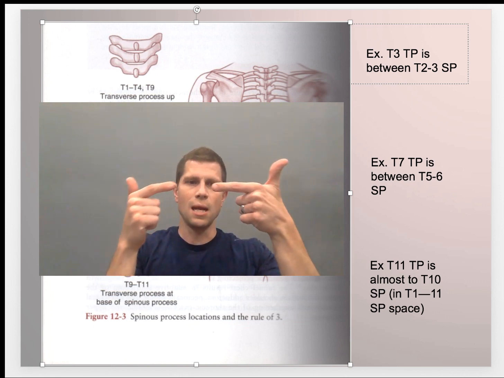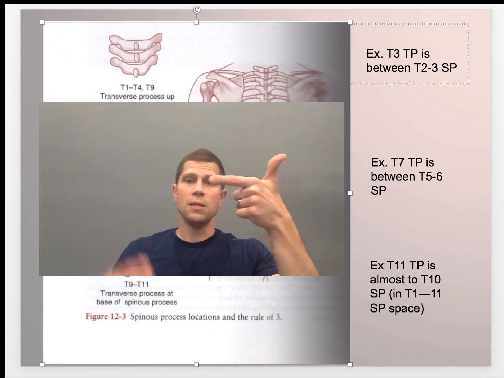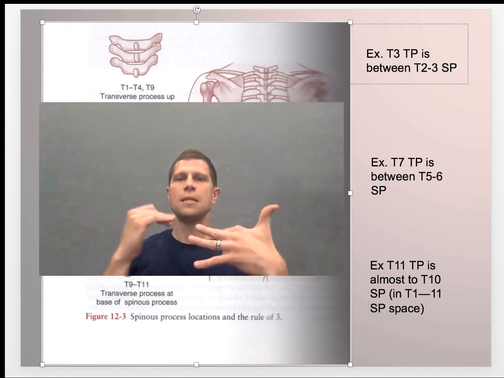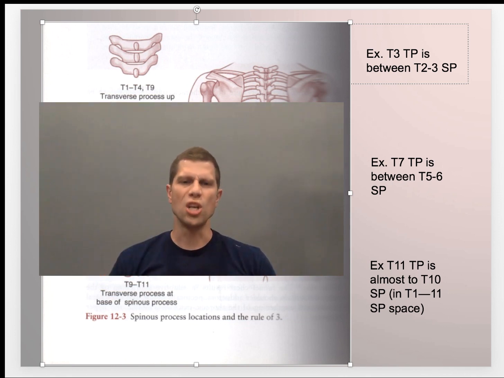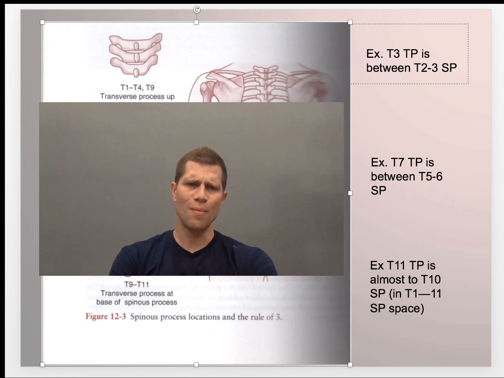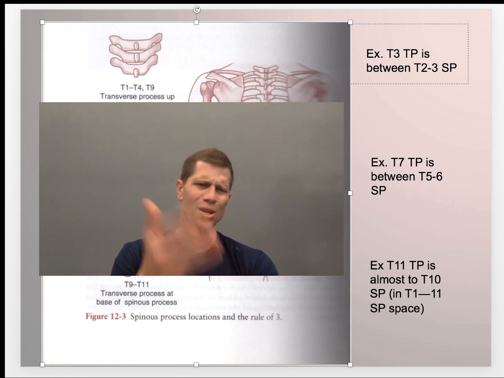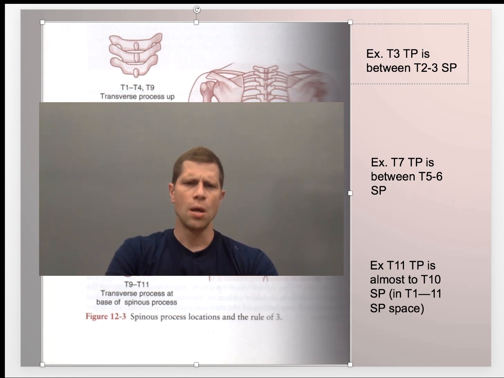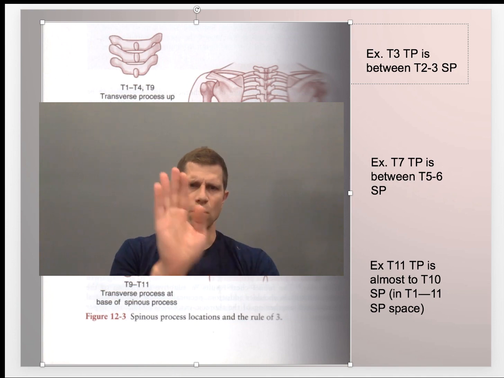And if you were to end up, say, between T5 and 6, then you would know it's the T7 transverse process, and now you can note that. So hopefully this all makes sense. Otherwise, read through this. You can research some things on Google, but in terms of the test, it'll be right off this slide.